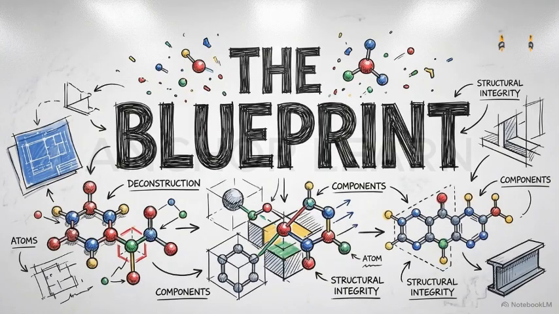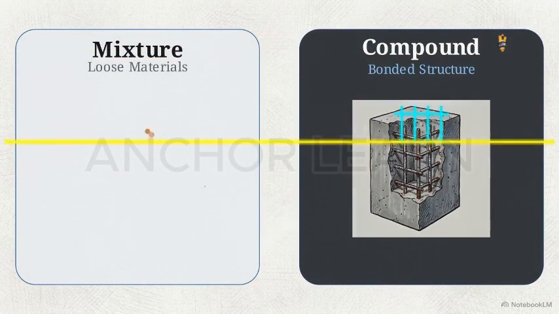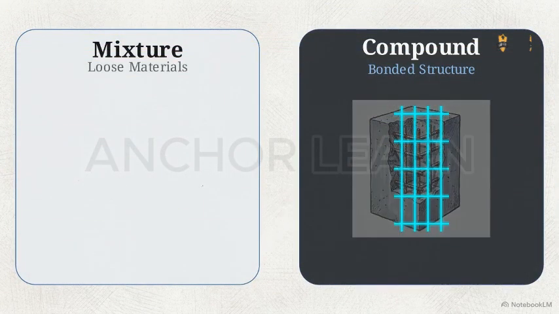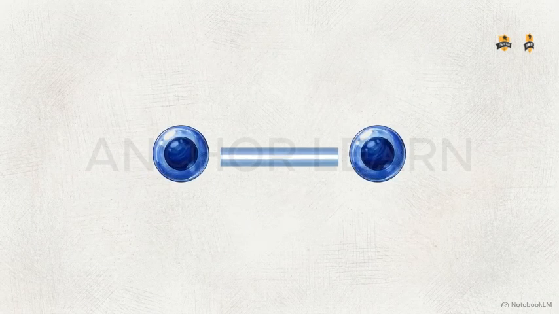To navigate this, we use the molecular masonry protocol. This is a framework for determining if a substance is a loose pile of materials or a cemented, load-bearing structure. Passing this section requires looking past the surface appearance of matter and identifying its actual structural integrity. If you can see the bond, you can avoid the trap.